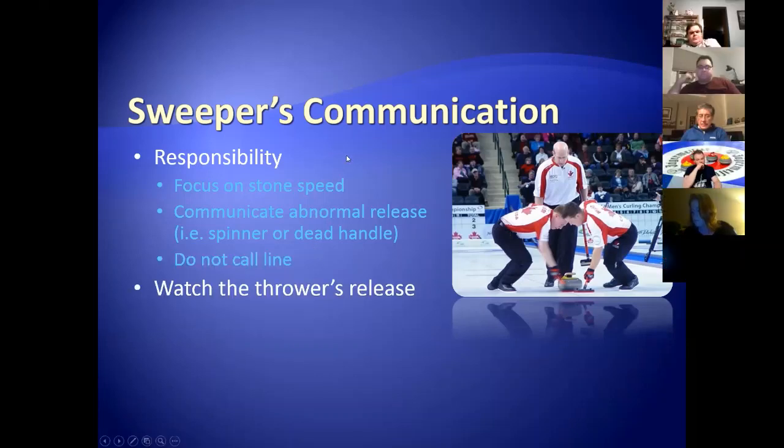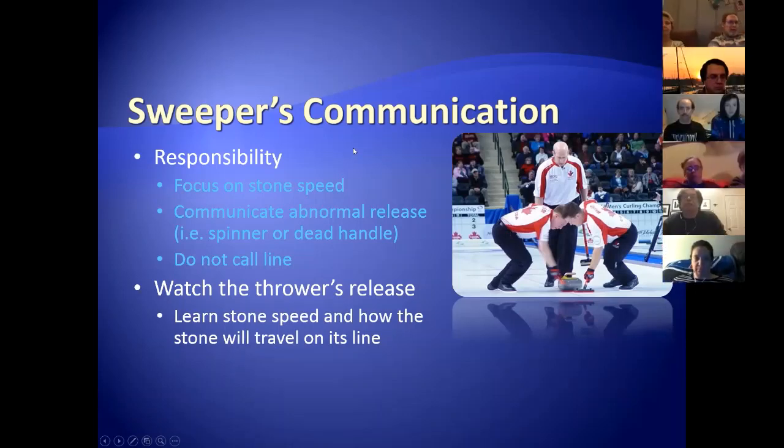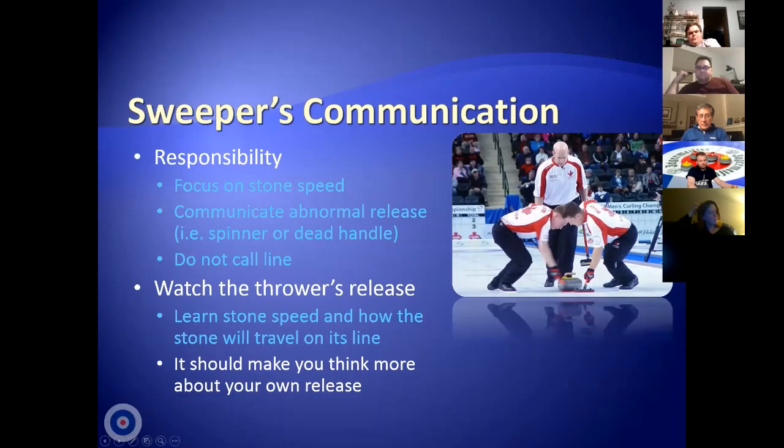And of course, you want to watch the thrower's release. You want to learn stone speed and how the stone will travel on that line. Now, this is an important one. If you're on a competitive curling team, you generally stay on the same side throughout the whole game, same side of the sheet. So you have to own that sheet. If you know that a particular line is slower or faster, you should be communicating that to your teammates as a sweeper. And of course, you always want to have these things help you with your own release, should you need that.